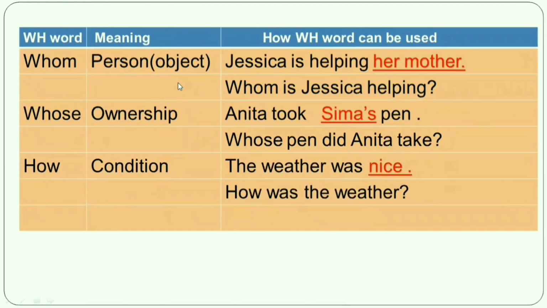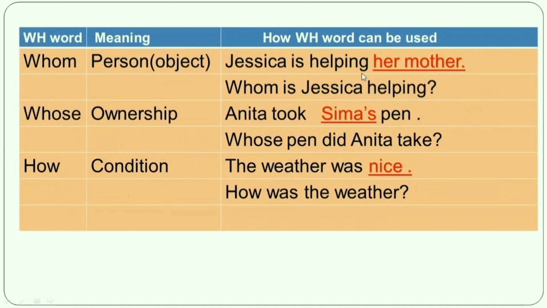Next one, my dear student, Jessica is helping her mother. So look at the underlined word, her mother. So my dear student, it indicates the person. It indicates the person. And it is in the object. So my dear student, if it indicates the person and if it is in the object, then WH word will be whom.